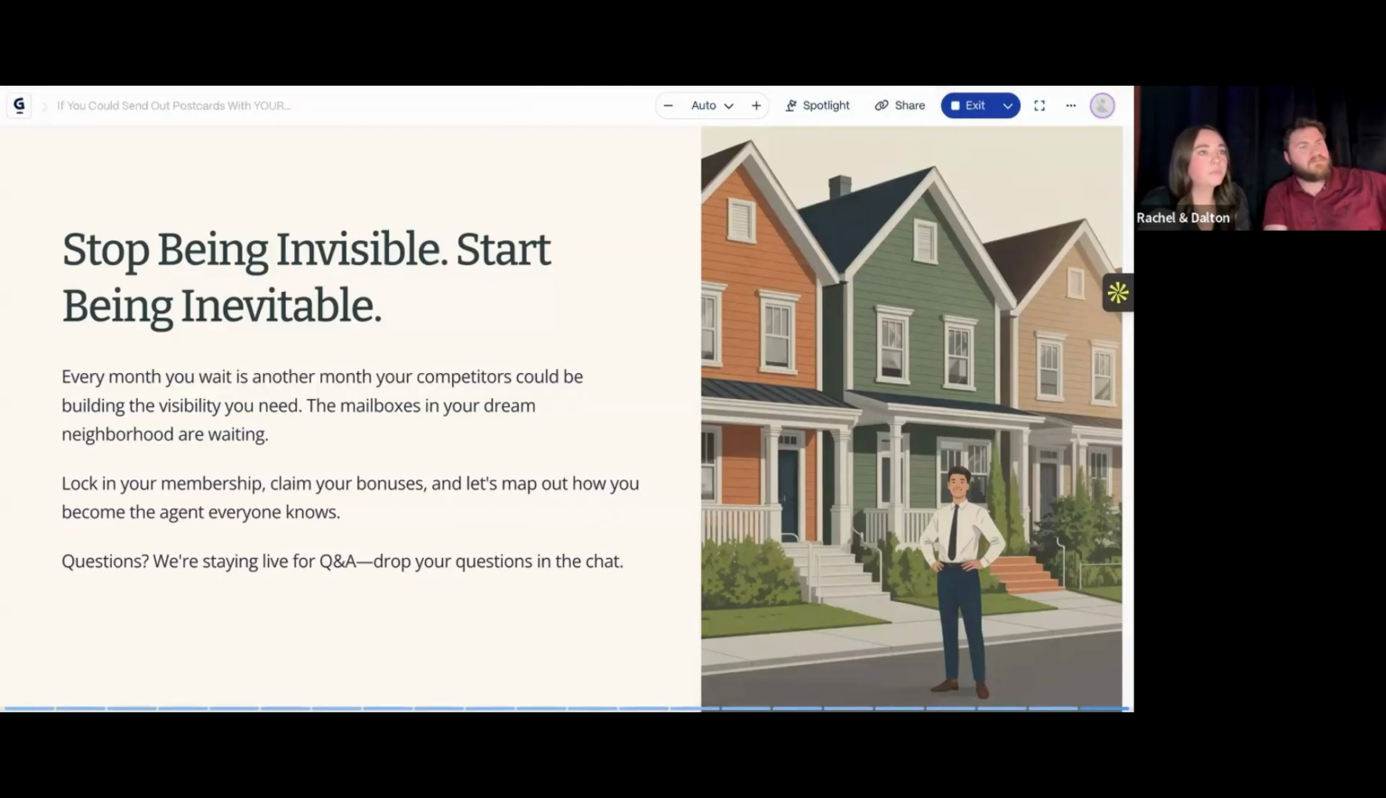Rachel, there's one right there now from Alicia that says, do you have an example of your cash offer investor postcard? I'm curious what that would look like. I see how this card can work for a realtor. Investor is a different target market.